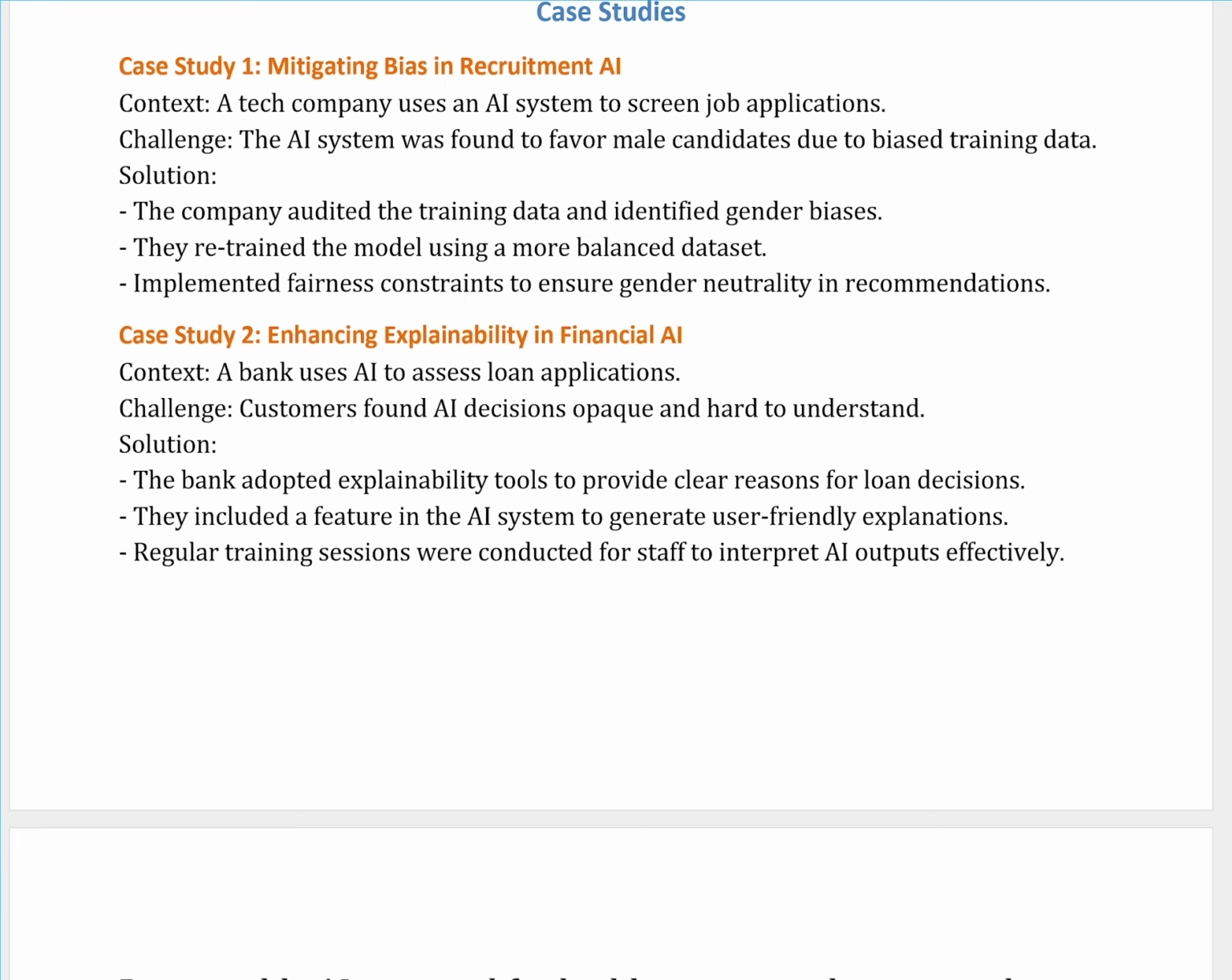Solution. The company audited the training data and identified gender biases. They retrained the model using a more balanced dataset. Implemented fairness constraints to ensure gender neutrality in recommendations.